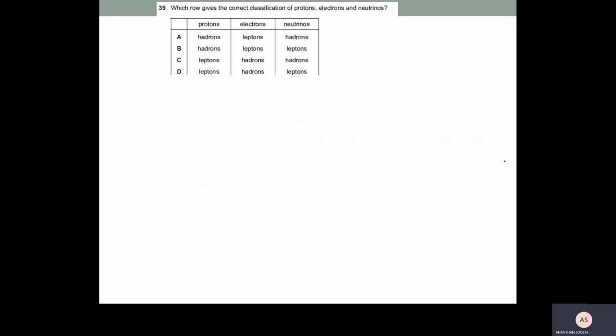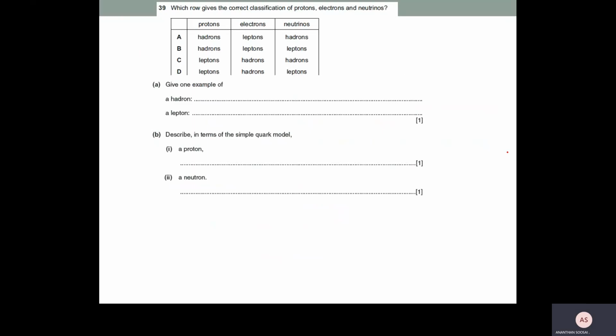Proton is a hadron, electron is a lepton, neutrino is also a lepton. Next. One example of a hadron: proton or neutron, pion also counts. Lepton: electron or electron neutrino. Proton is up, up, down, and neutron is down, down, up. So it's an easy question, actually facts to remember. If you remember the facts about particles, it should be okay.